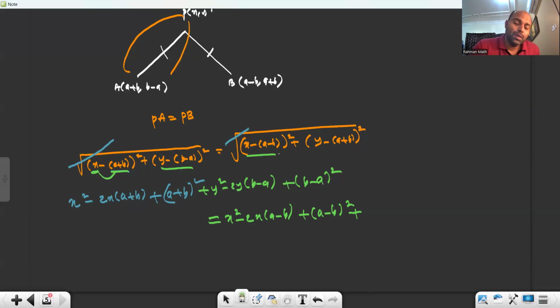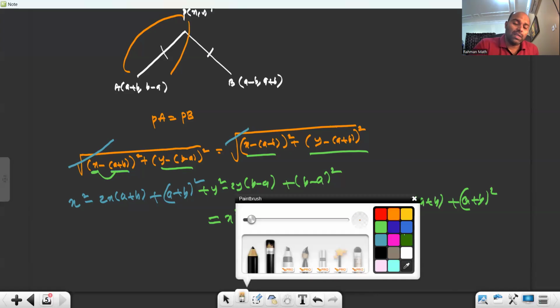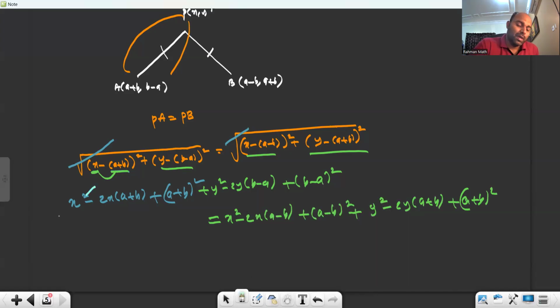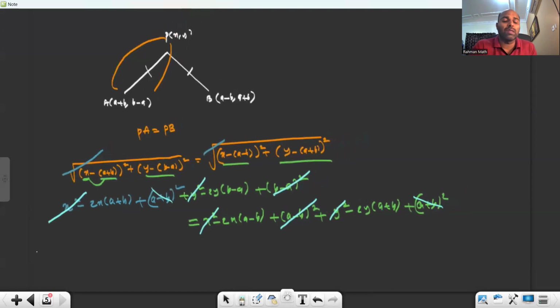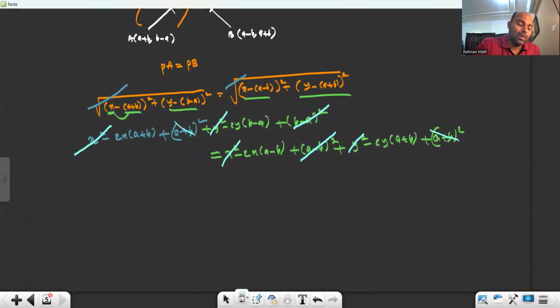So, when you're expanding, y square minus 2y into a plus b plus a plus b whole square. Now start cancellation. x square cancelled, y square cancelled. b minus a whole square, a minus b whole square, I already told you same. a plus b whole square, a plus b whole square cancelled. What is remaining? That you write perfectly.